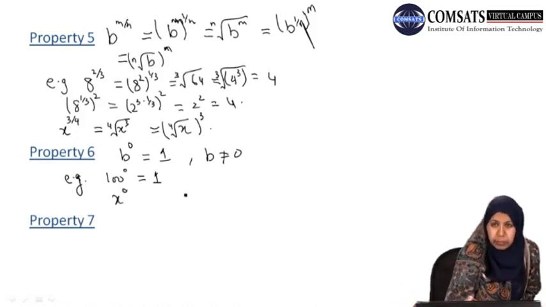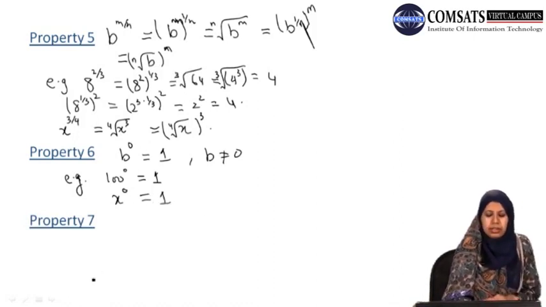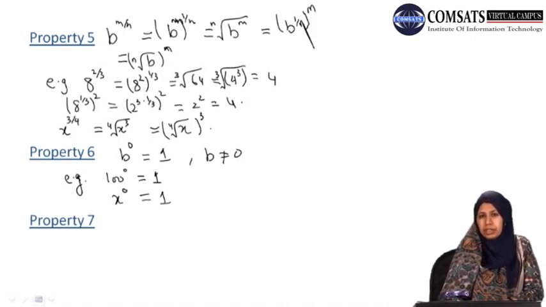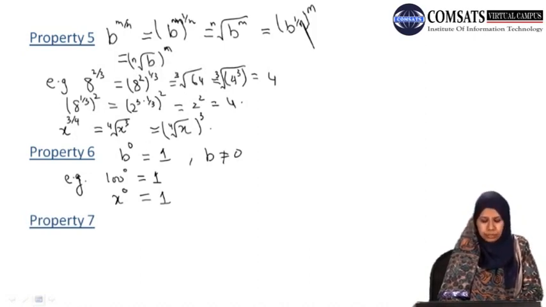Similarly, the variable x to the power 0 will be equal to 1, and this variable x to the power 0 is nothing but a constant. If we recall our previous lecture, we have seen that a constant is a polynomial of degree 0.